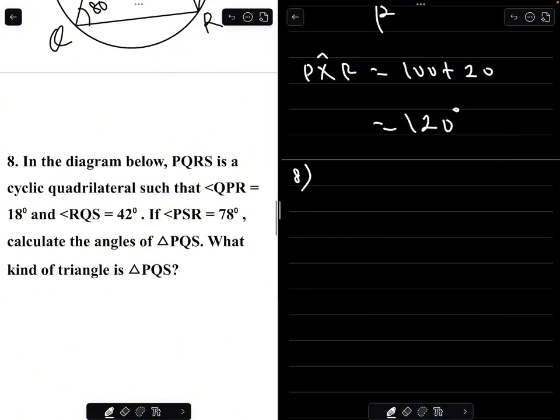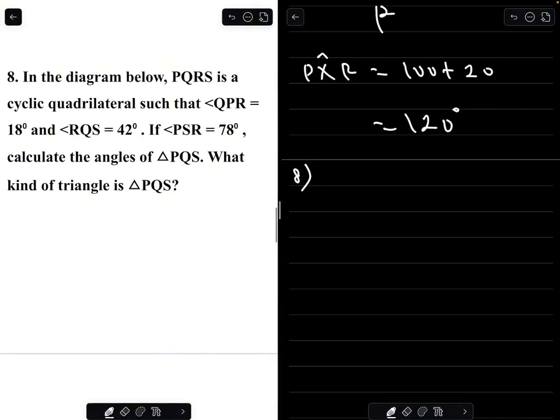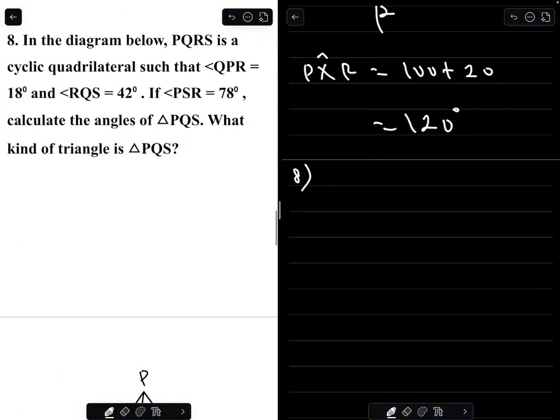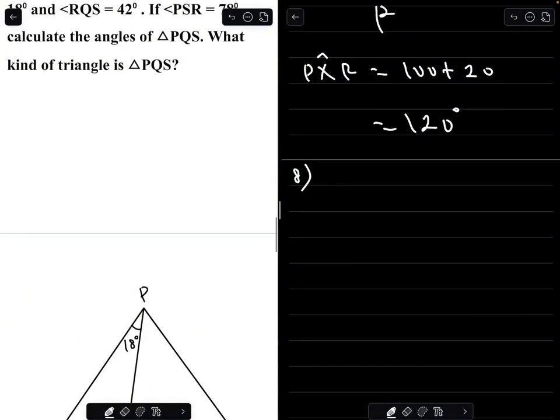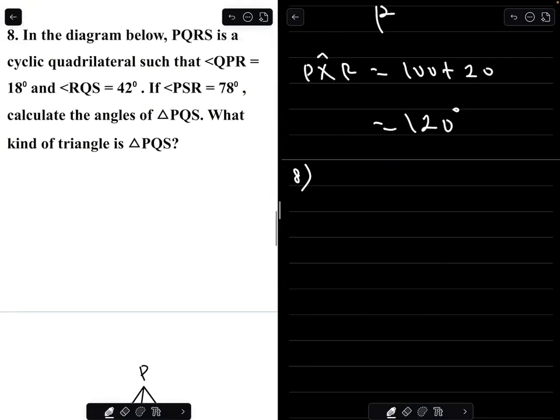In the diagram below, PQRS is a cyclic quadrilateral such that angle QPR is equal to 18 degrees and angle RQS is equal to 42 degrees. If angle PSR is equal to 78 degrees, calculate the angles of triangle PQS. What kind of triangle is triangle PQS?